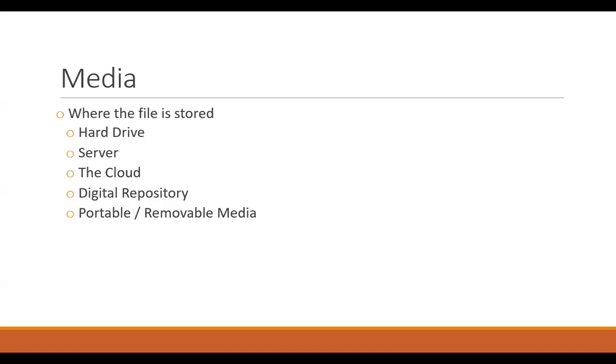The cloud basically just means storing content on the internet rather than on a local server or hard drive. And a digital repository is similar in theory to library stacks. So these are systems in which digital records are organized and searchable and have a specific persistent location so that managers maintain intellectual control and researchers can find what they're looking for. And last, I have listed portable or removable media, and this includes things like CDs, DVDs, floppy disks, portable hard drives, and thumb drives.